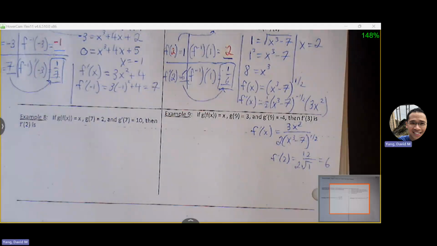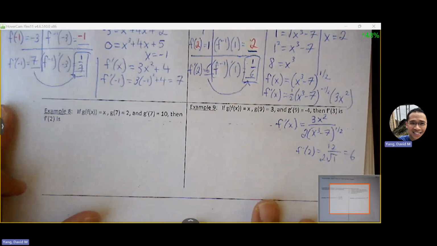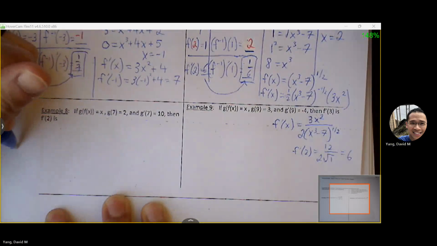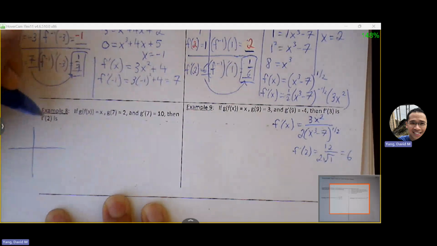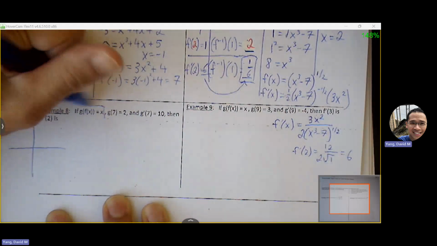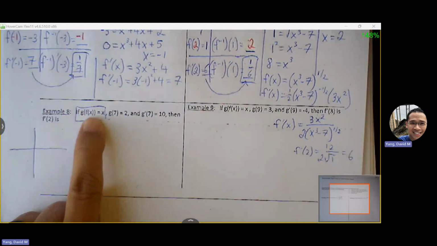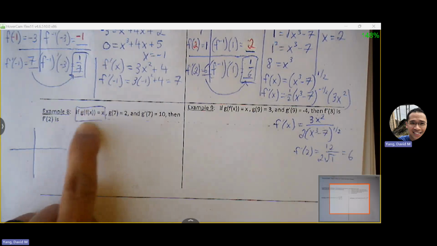Okay. Examples 8 and 9 should be easier because all the data is given to you. We just have to figure out the relationship between all these numbers here. So example 8, we're looking for f prime of 2. This indicates that g and f are inverses of each other. If it says g of f of x or f of g of x equals x, that indicates, okay, g and f have that inverse relationship with each other. They're establishing that for us at the beginning of the problem.